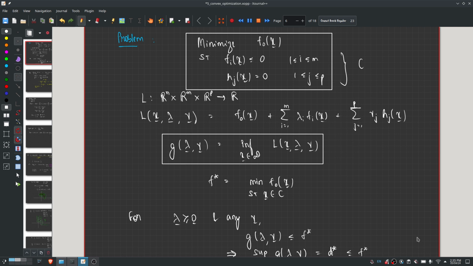Okay, so let's start. In the last class, we were looking at the geometric interpretation of duality.